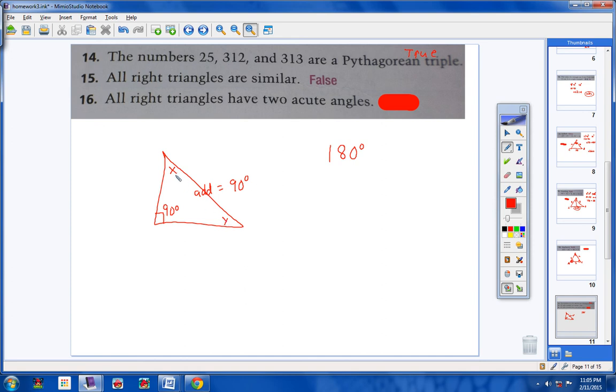The only way one of these angles can be 90 or bigger is if this angle is 0 degrees, which is impossible, or if this angle is negative, like negative 20 degrees, which is impossible. Okay? Well, when you get to trigonometry, we have negative angles, but not yet. But anyways, there is no way these angles here can be 90 or bigger than 90. These two angles in a right triangle will always be acute. That is true. They will always be acute. Okay, let's find the values of X in these triangles. Okay, here we go.